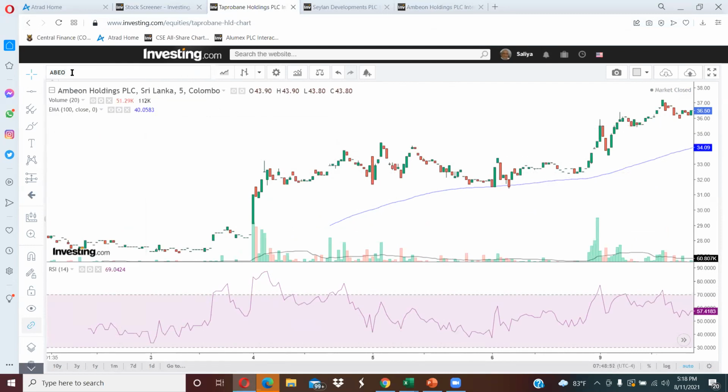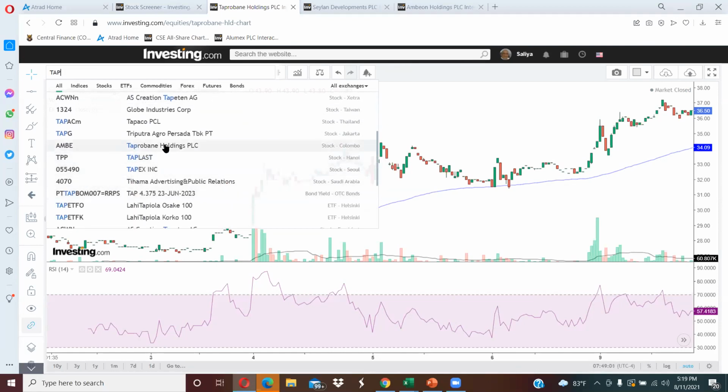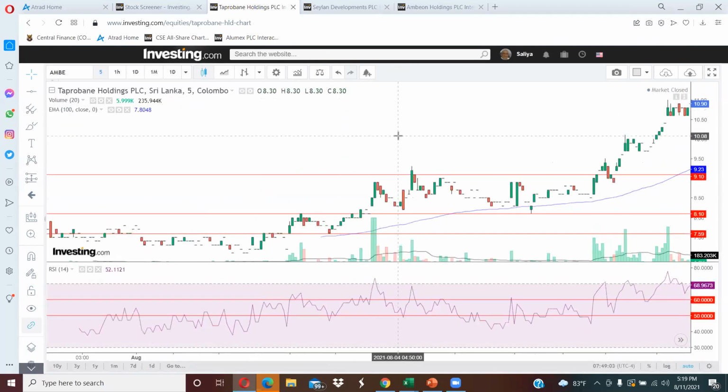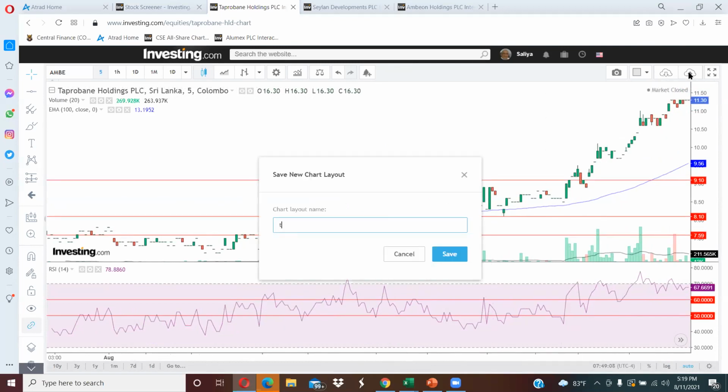Now, when you have developed a chart like what we did for Taprobane, immediately go and save it, give a name.